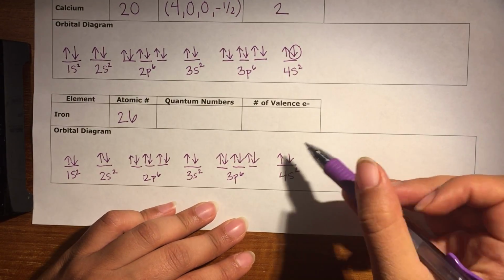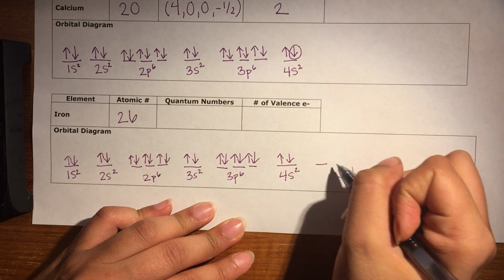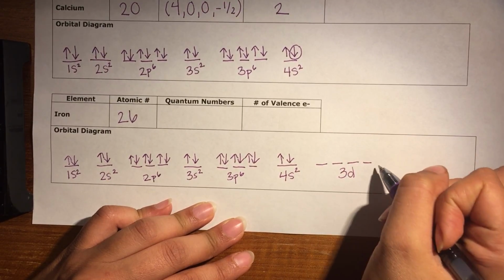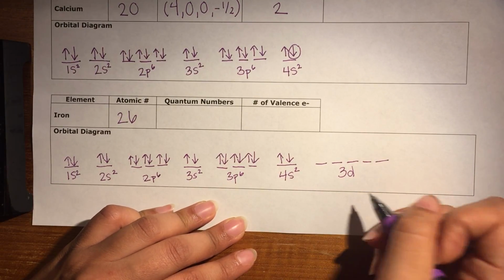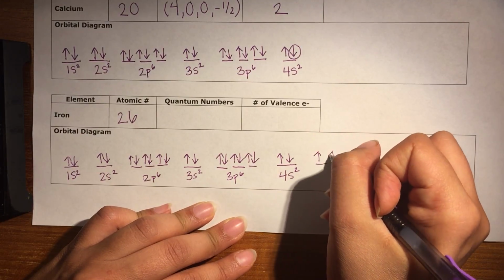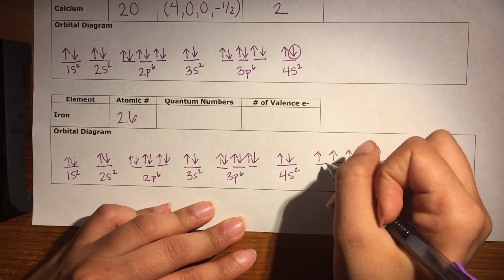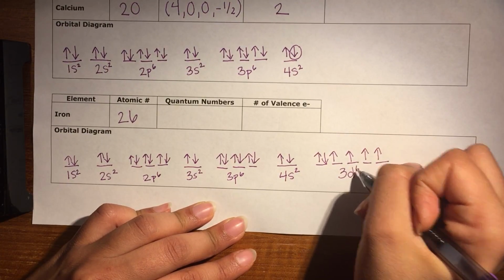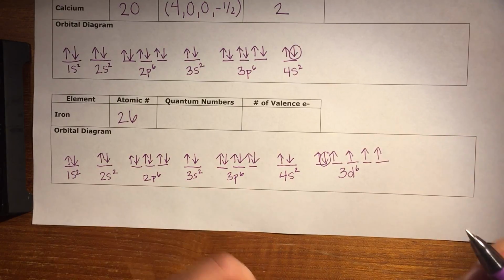Now with d's, you draw 5 orbitals. And I told you we only need 6 because this is a 20. So 1, 2, 3, 4, 5, and then 6. Okay, so we'll write our 6 here, and this is the last one I drew.